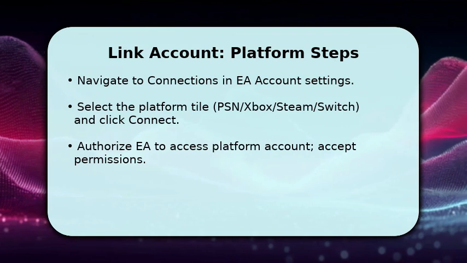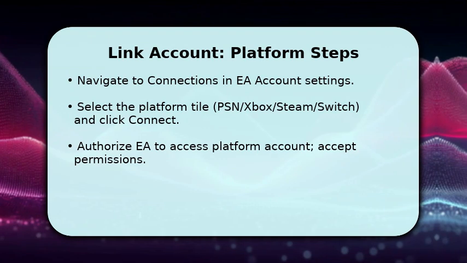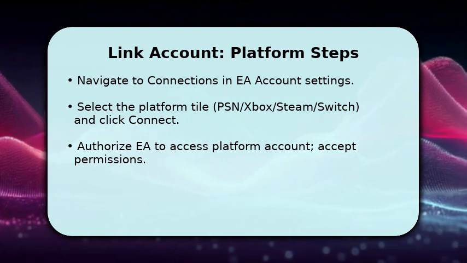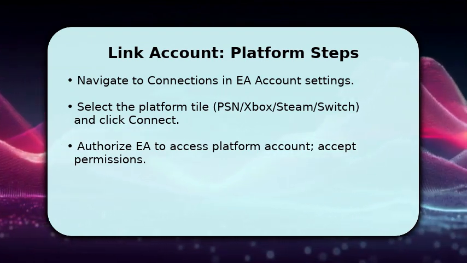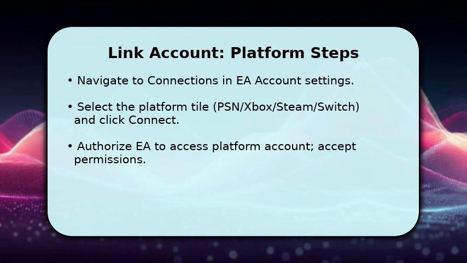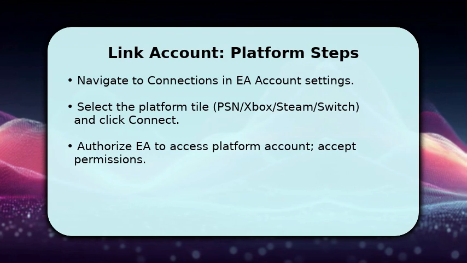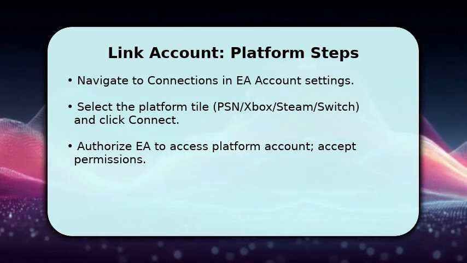The website will redirect you to the platform's login page. Enter credentials and complete any two-step verification if prompted. Make sure to read the permissions. You're authorizing EA to access basic profile and game data, which enables cross-progression and inventory. Once you authorize, the browser returns to EA and shows a confirmation.